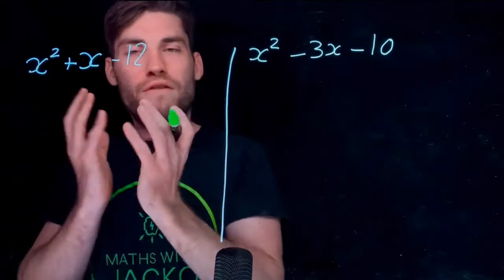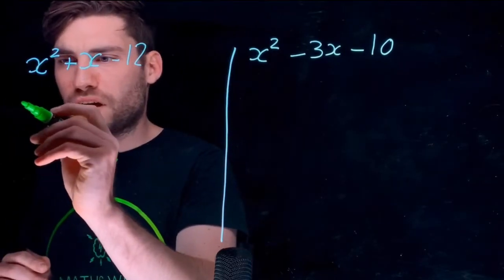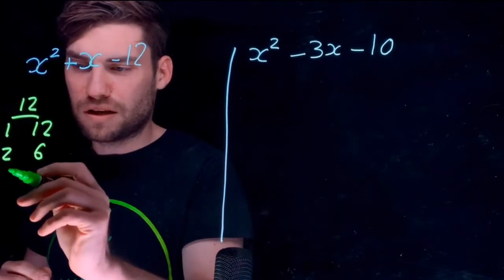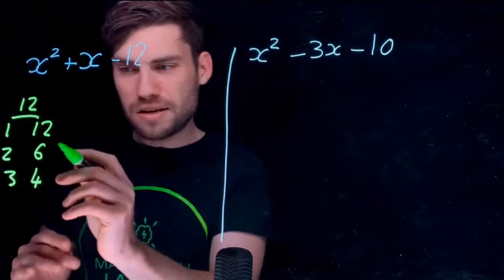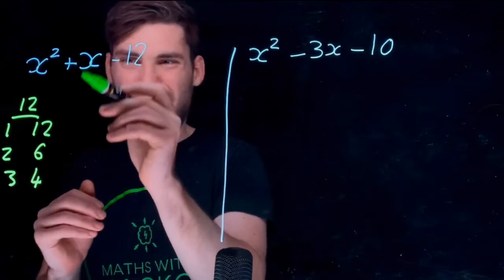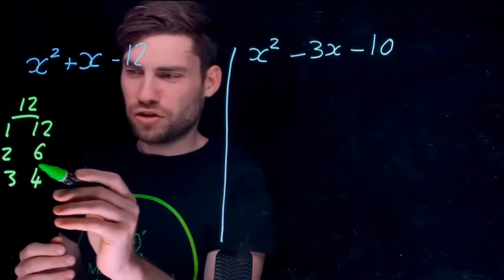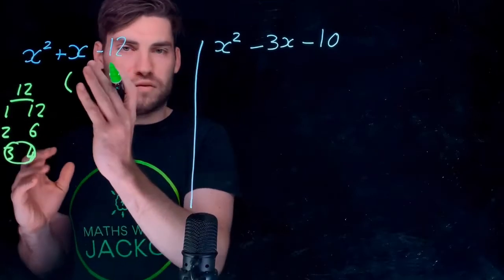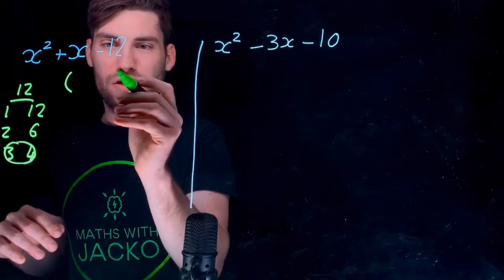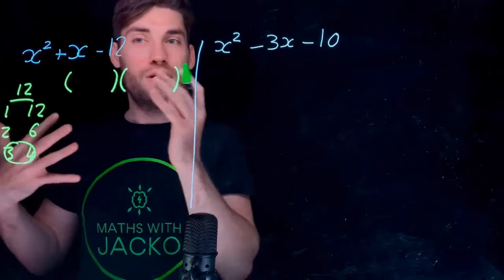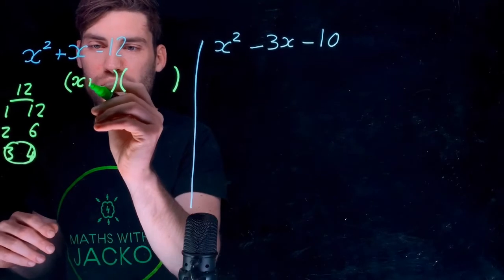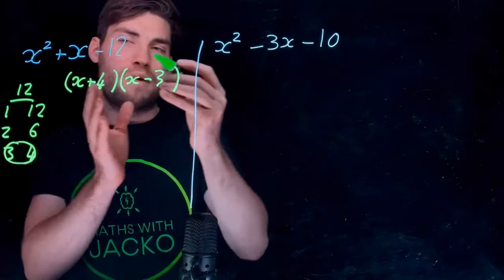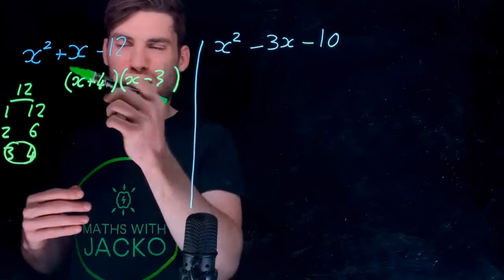So, you've got to think what the factors of 12 are. Ignore the negative for now, just think what the factors of 12 are. So you have 1 and 12, 2 and 6, and 3 and 4. Now, which of those pairs have a difference of 1? Because remember, x by itself is basically 1x. And you should see 3 and 4 does. Now you've got to think, is 3 minus 4 positive 1, or is 4 minus 3 positive 1? And you should be able to see that 4 take away 3 gives me 1. So that's why it's x plus 4 and x minus 3. Yeah, 4 multiplied by minus 3 makes minus 12, and 4 subtract 3 is just 1.